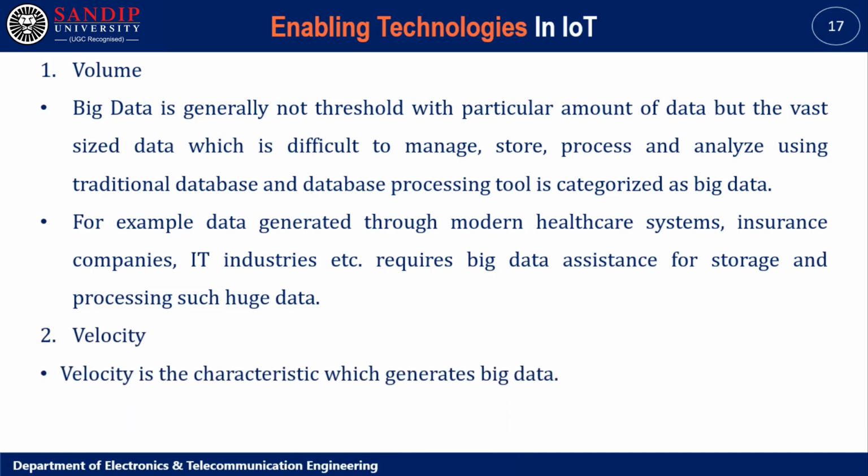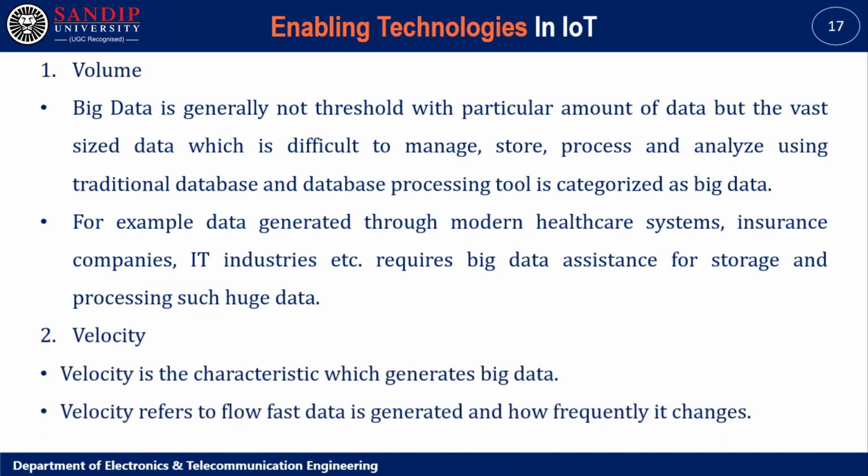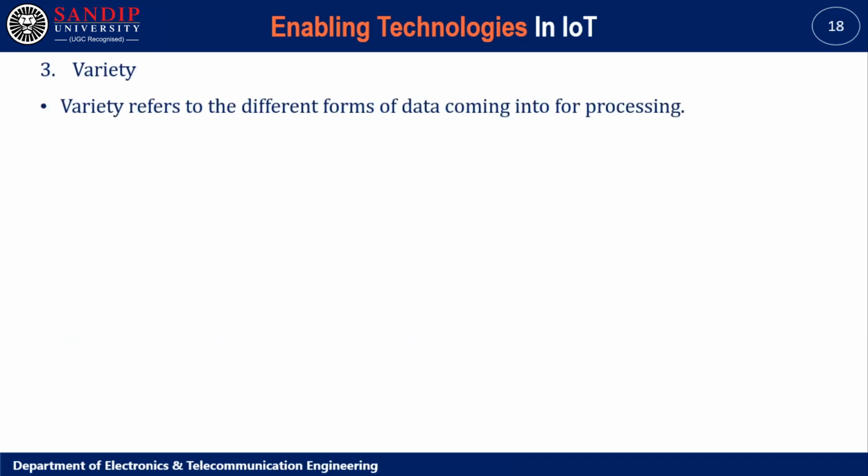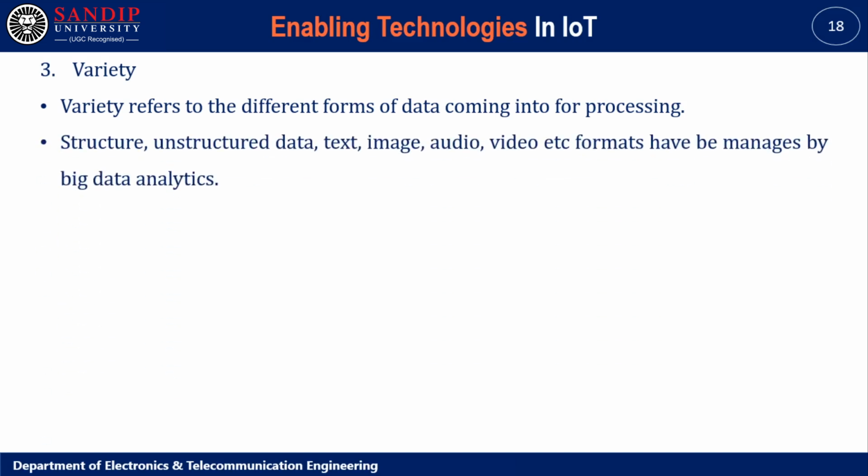Velocity. Velocity is the characteristic which generates big data. Velocity refers to how fast data is generated and how frequently it changes. Variety. Variety refers to the different forms of data coming in for processing: structured, unstructured data, text, image, audio, video, etc. formats have to be managed by big data analytics.